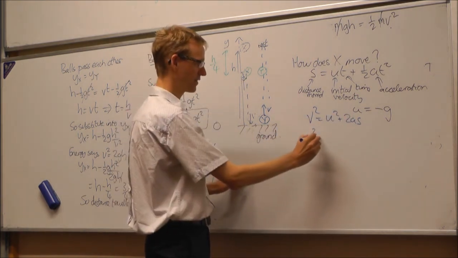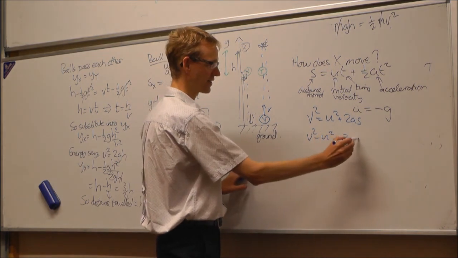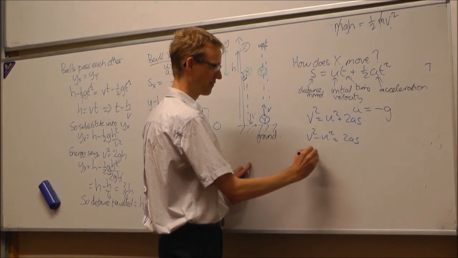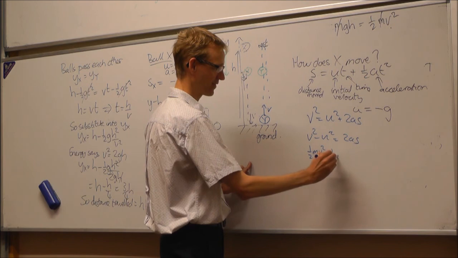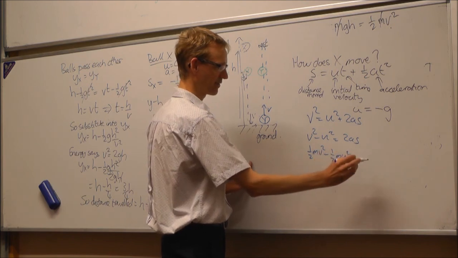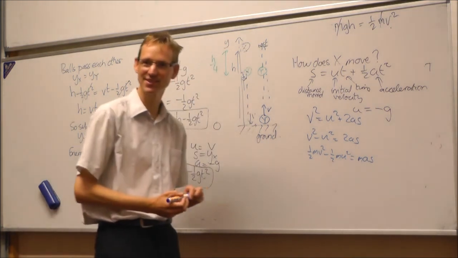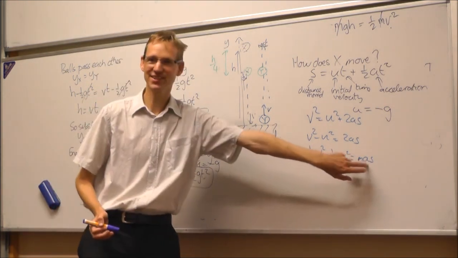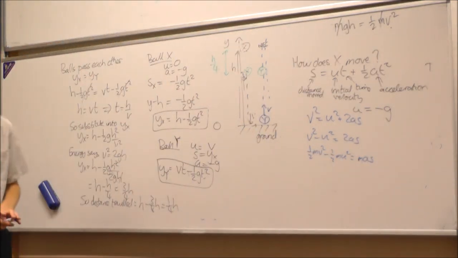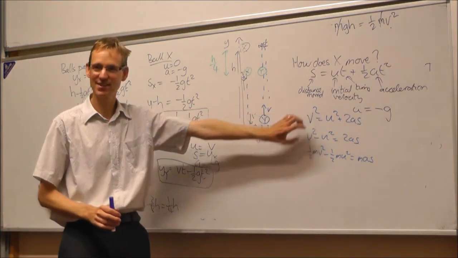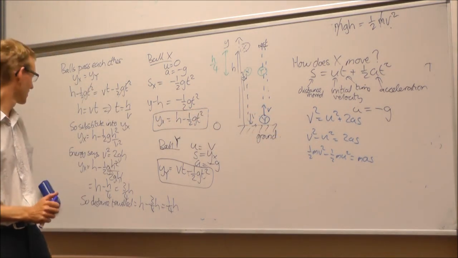Because you've got v squared minus u squared is 2as, half mv squared minus half mu squared equals ma times distance. So it's the same. Changing kinetic energy is potential energy. So that one is just a statement of energy. Yeah, it's not going to happen. That's not going to help.